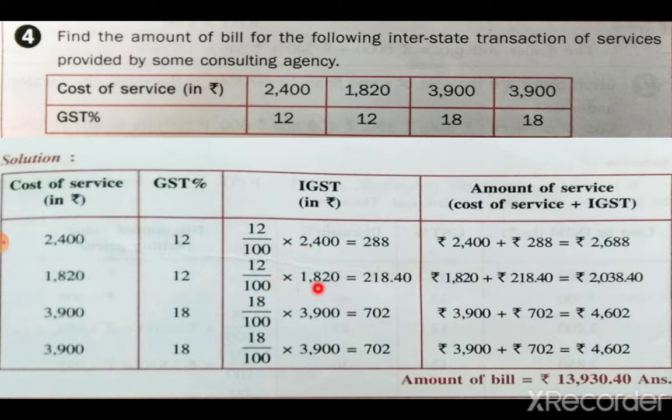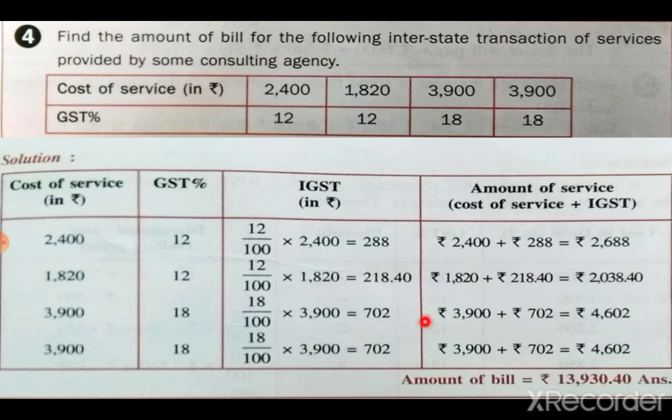Now same IGST we will find out here. 12 upon 100 into 1820, so that will be 218.40 rupees. Here same, 1820 plus 218.40, that will be 2038.40 rupees. Same here we will do 18 upon 100, GST upon 100 we have done, into cost of service 3900 is equals to 702. So 3900 plus 702 will be 4602. 3900, 18%. Same answers will come here as it is the same cost of service and GST. 702 and 4602.